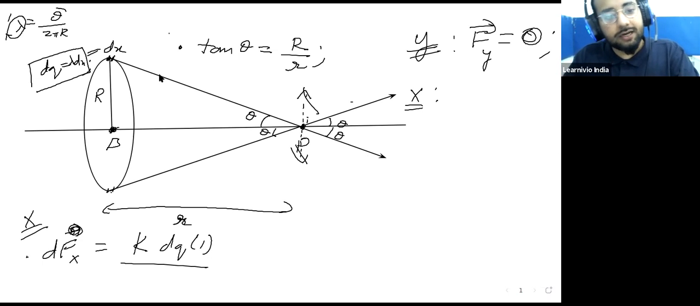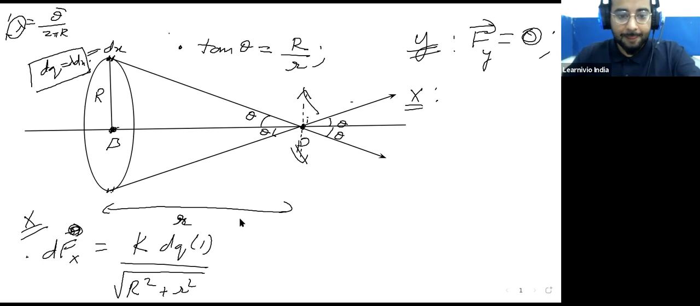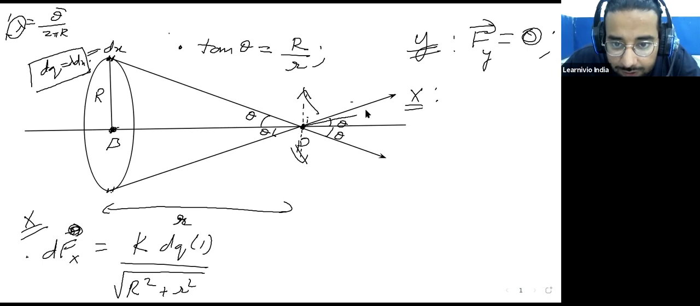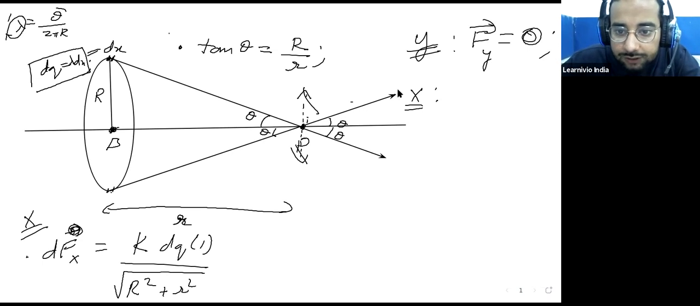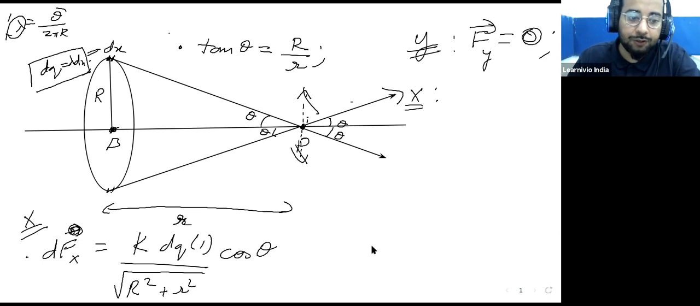Well, this is a right angle triangle, so you can use Pythagoras theorem to figure it out: capital R square plus small r square, under the root. Absolutely true. However, it's not over yet, because you need to take the x component of this vector. This is the force which is acting along this direction, right? So it would be cos of theta. Yes, cos theta.